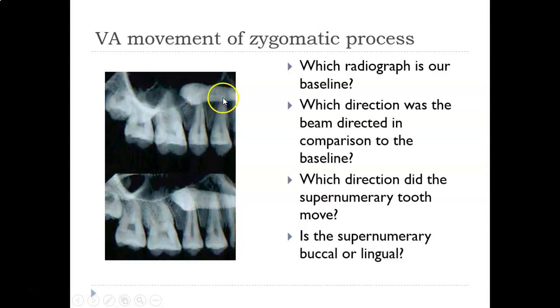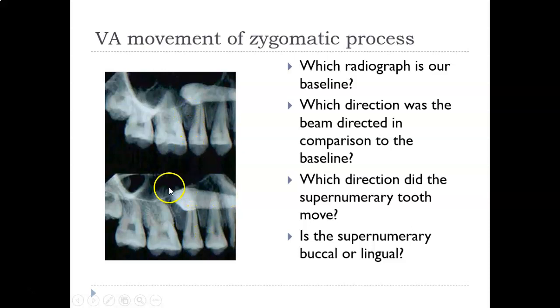Here's another example. Which radiograph is our baseline? So we want to use the one that's kind of more straight on. So let's use this bottom one. And then you can see here, so here's the maxillary sinus. So the maxillary sinus and the buccal, you could look at the buccal cusps, you can look at the maxillary sinus, you can look at the zygomatic process. Everything came down. The buccal cusps came down, the maxillary sinus came down, the zygomatic process came down. So the beam must have been angled down.